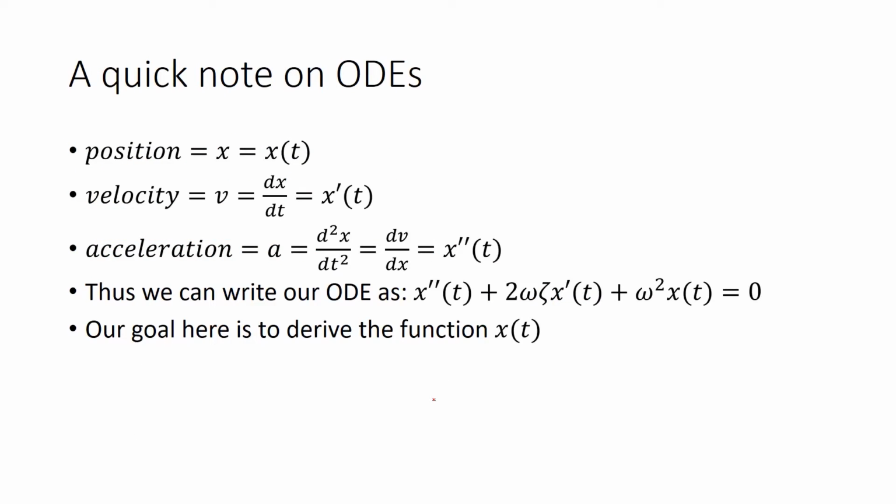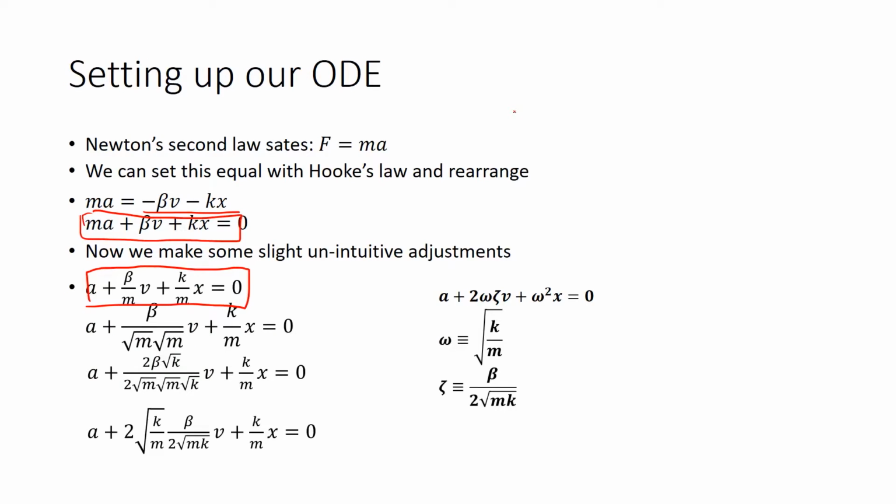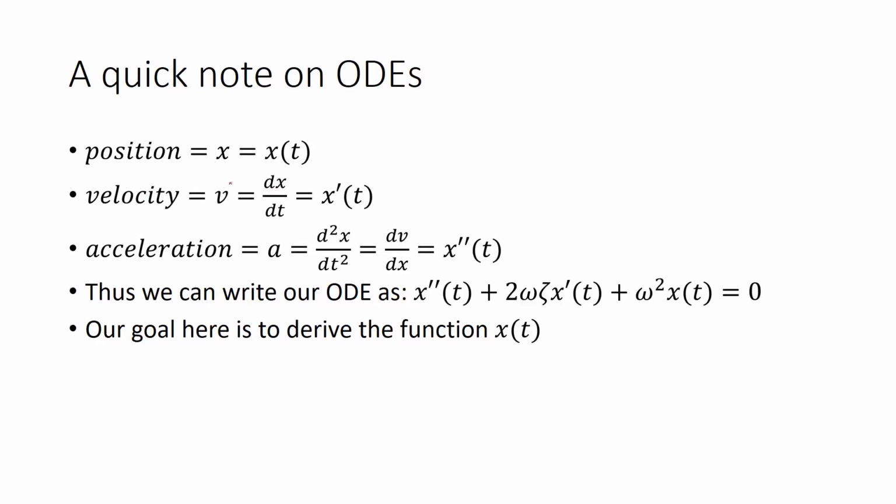So a quick note on ODEs, right? This is an ordinary differential equation. Sorry, I guess I didn't note that. It's an ordinary differential equation because position is equal to x, and we're looking for some function x of t. Velocity is, of course, the derivative of position with respect to time, so it's x prime of t. Acceleration is just the second derivative of x with respect to time, or the derivative of velocity, and we can use prime notation for that as well. So we can write our ODE in this form as x prime prime of t, with our prime notation.